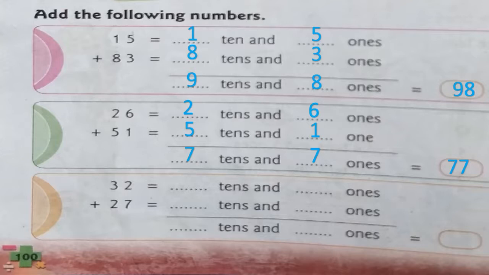Here we have to add number 32 plus 27. Let's expand number 32. We'll write 3 tens and 2 ones. Then we'll expand number 27, which is 2 tens and 7 ones. And when you add the numbers, 2 plus 7 is 9, 3 plus 2 is 5. So 5 tens and 9 ones is equal to 59.